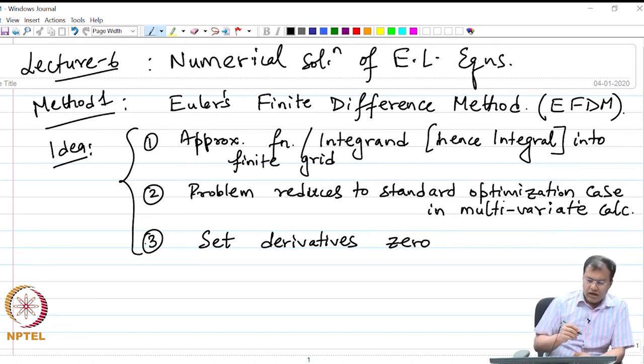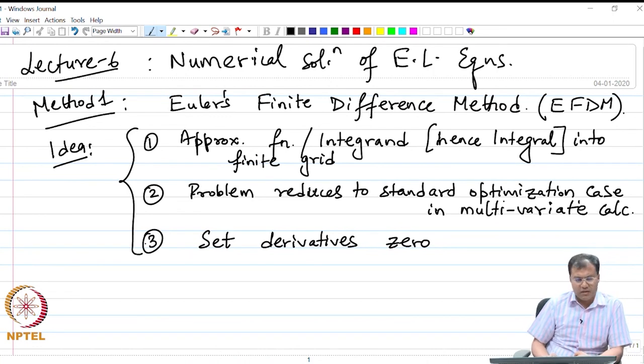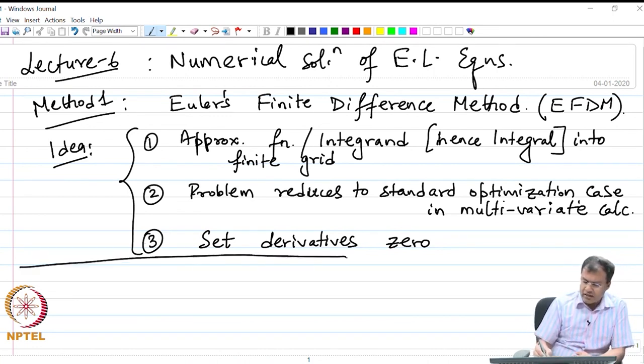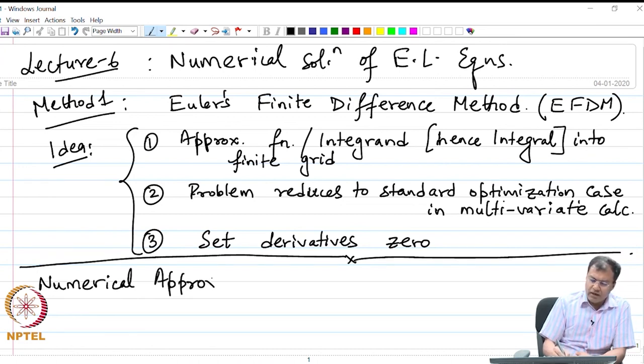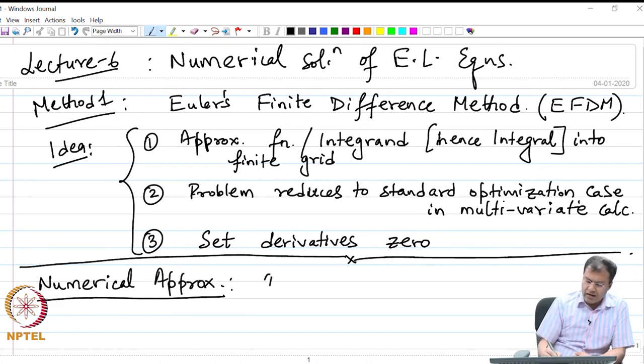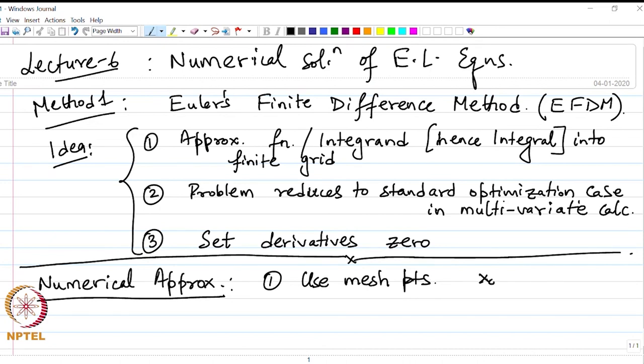Now, let me just build a little bit more background before I highlight this methodology using some examples. So, let me just say that we have a finite set of points. The way we numerically approximate our problem is that we use a finite set of mesh points. Use mesh points from x 0, x 0 is less than x 1, is less than x 2 and so on, and the final mesh point is x n. This x 0 could be the left hand side of the boundary and the x n could be the right hand side of the boundary.